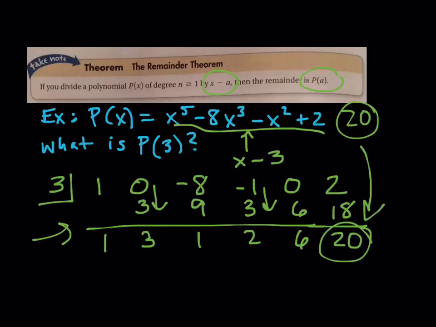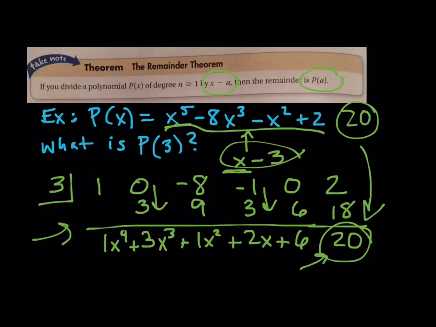We weren't asked to do this, but this is essentially like dividing by x minus 3. So I could go on and fill in these variables. This is x to the 5th divided by x, so this is going to be a quartic, x to the 4th, plus 3x cubed plus x squared, plus 2x plus 6 with a remainder of 20.